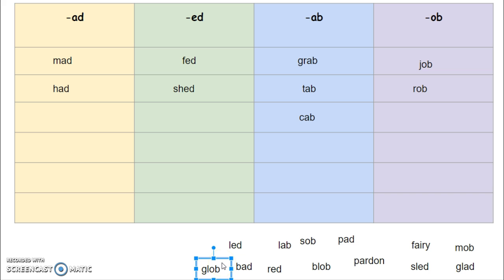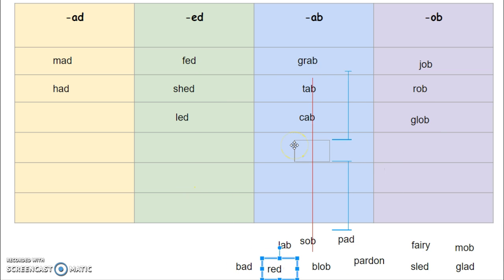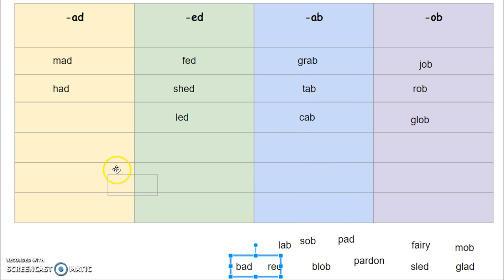Glob. Glob is like a pile of something, like a glob of glue. Glob goes in the OB column. Lead. Lead would go in the ED column. And this lead is as if you were to lead someone to the gym. You led them to the gym. Bad. Bad would go in the AB column. I'm sorry, I moved the wrong word. Bad would go in the AD column.